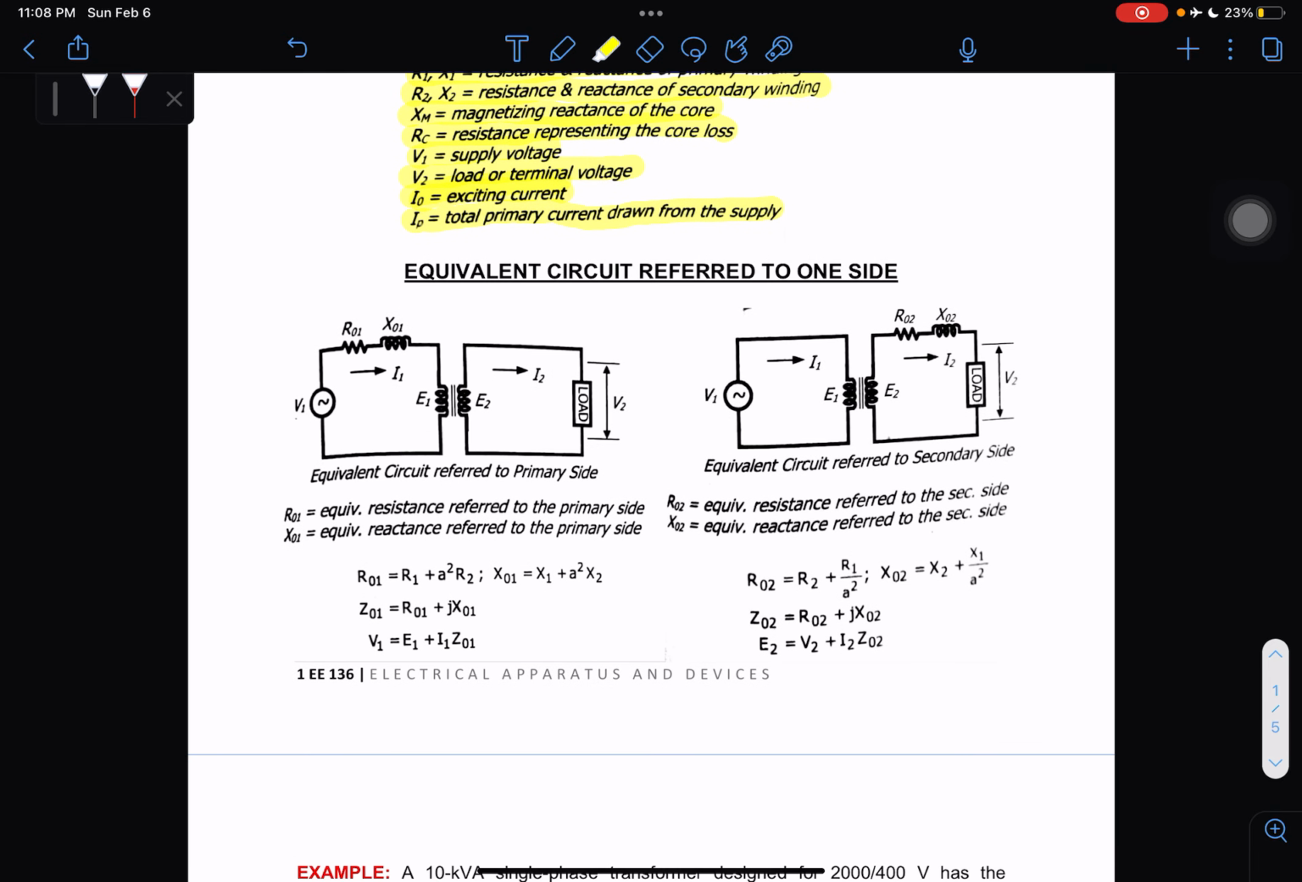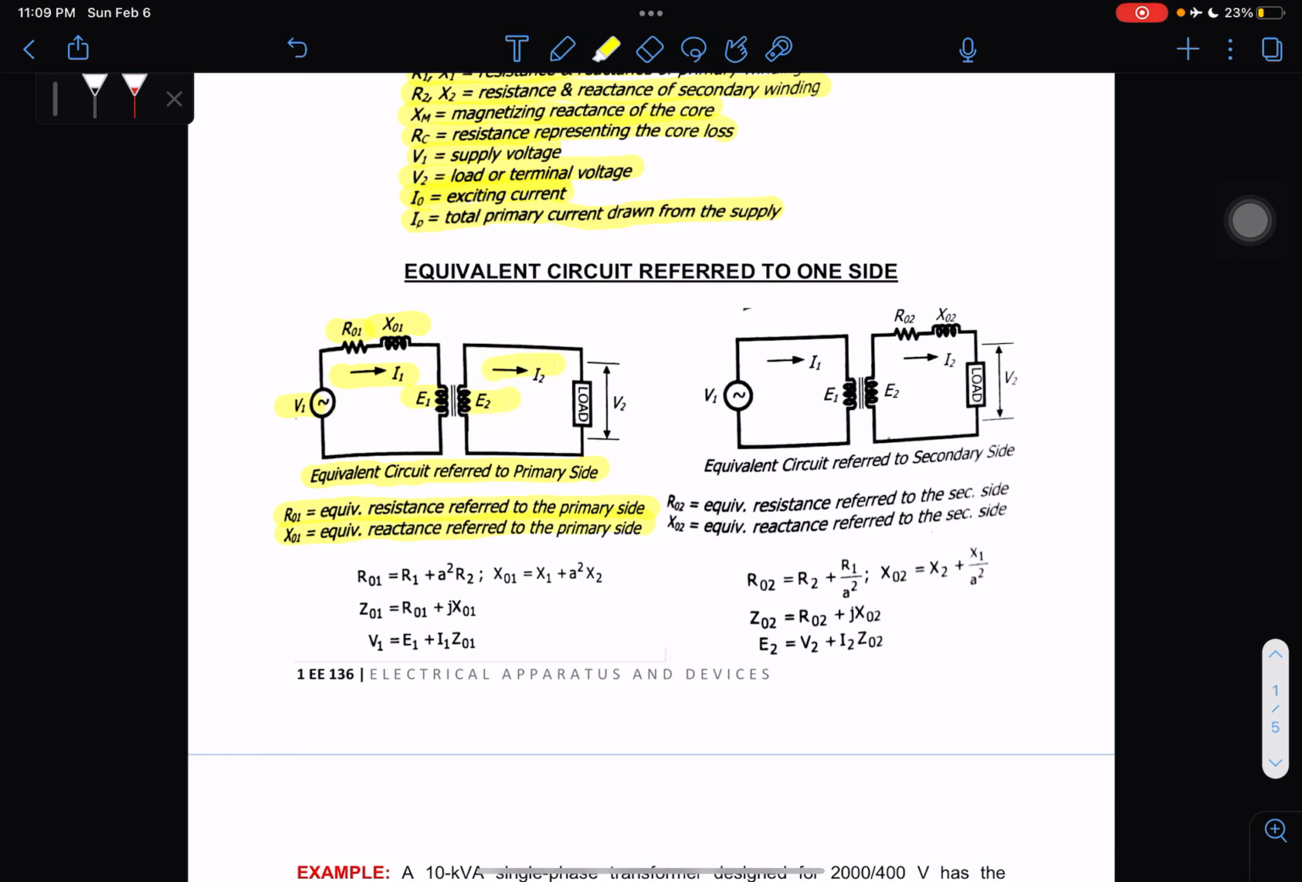So for the equivalent circuit referred to one side, we have here our circuit for one side. For our primary side, take note. Same as in the non-ideal circuit earlier, we have R01. R01 is the equivalent resistance referred to the primary side, and X01 is the equivalent reactance referred to the primary side. And of course we have current and voltage.